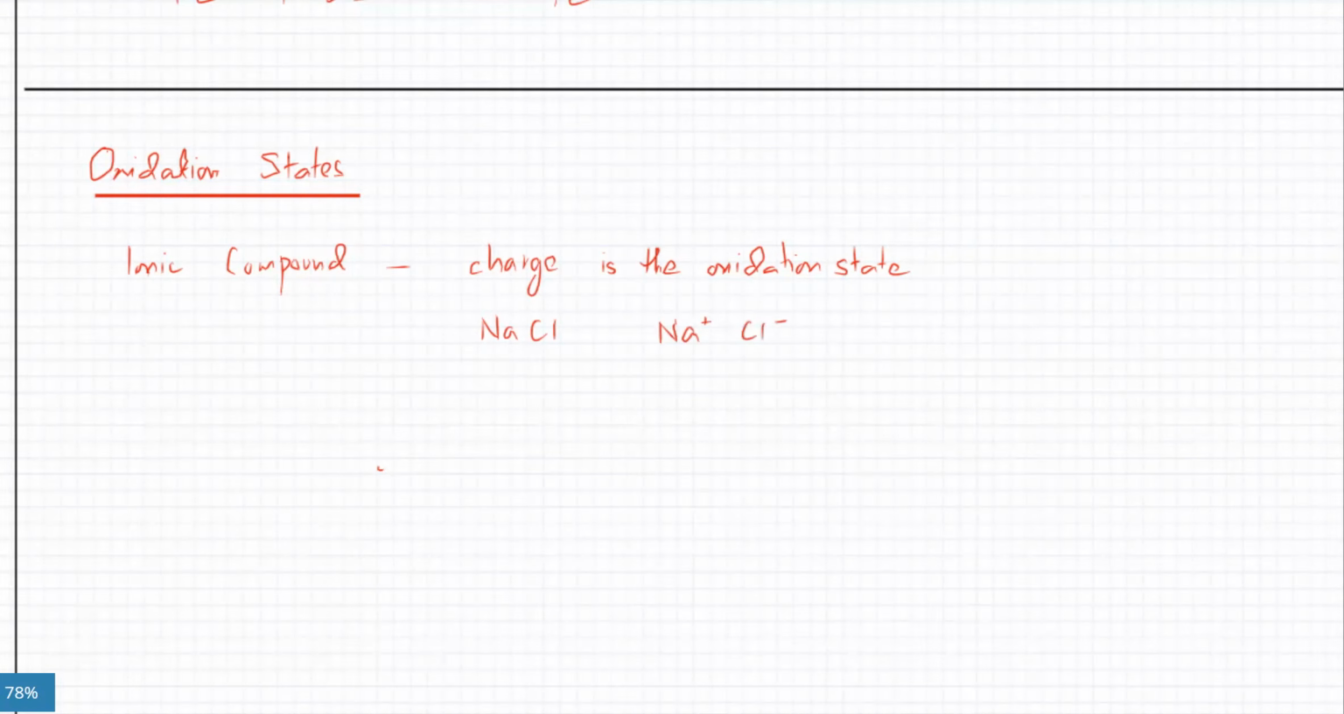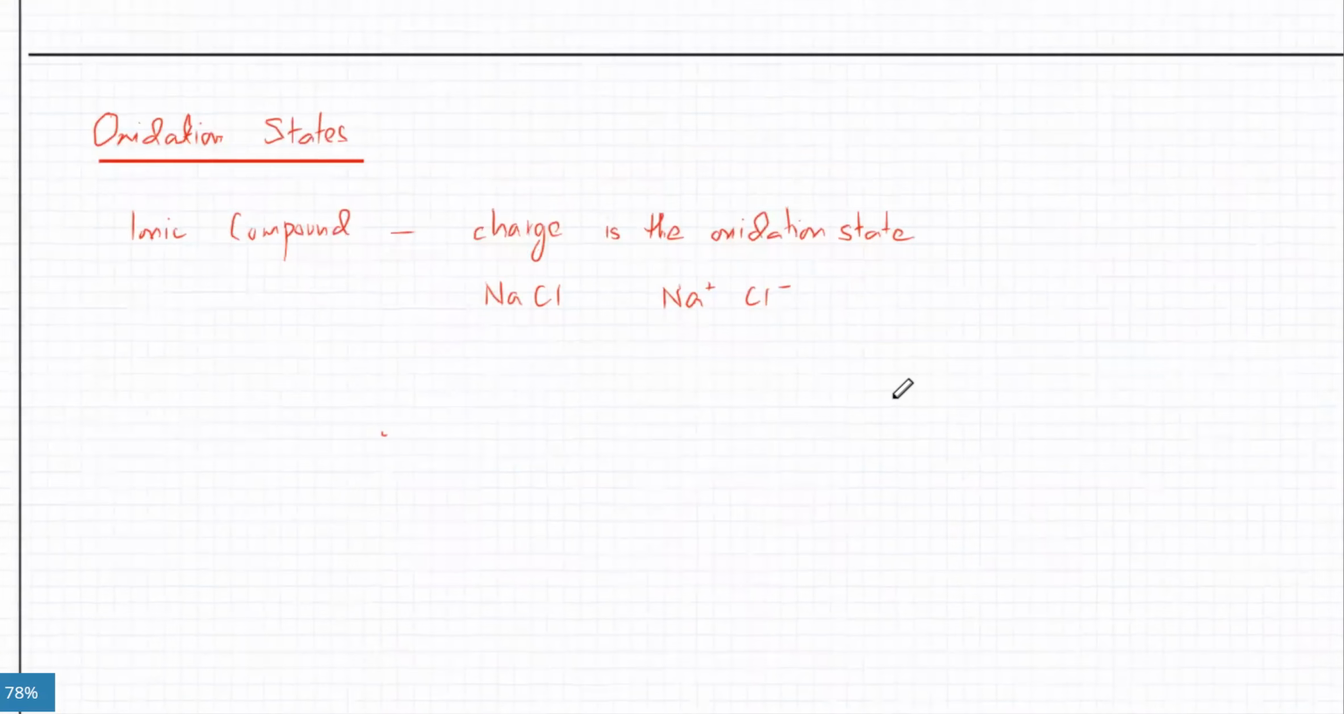So the charge is the oxidation state. There's no issue there. No problems there. The charge is going to be the oxidation state. Group 1 is always +1. Group 2, whenever they form compounds, they're +2. Group 3 is +3, and so on. So that's not an issue there.